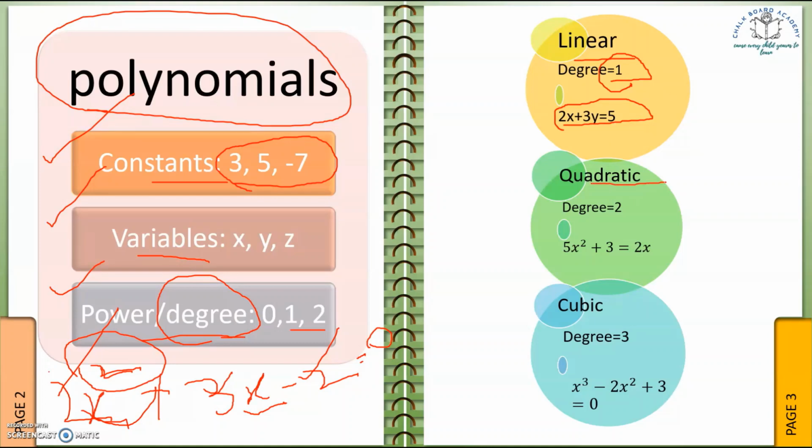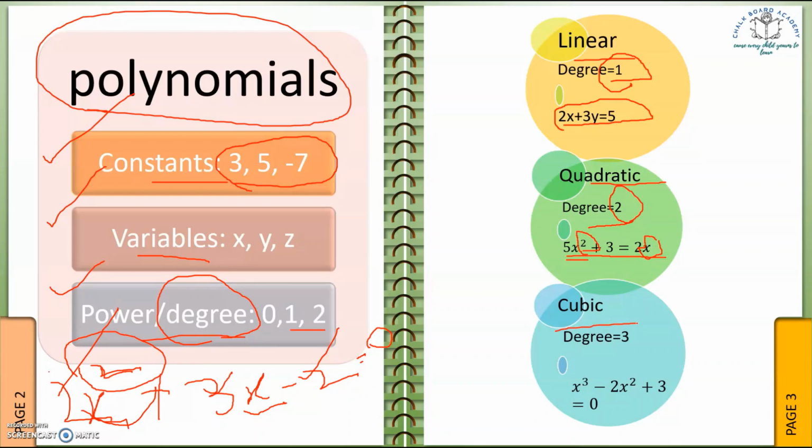Then we have the quadratic equation. Here the degree is 2, that is the highest power is 2. In this equation, 5x square plus 3x is equal to 2x, we can see there are terms with x, like 2x and 5x square, but the highest power is 2. So this is a quadratic equation.